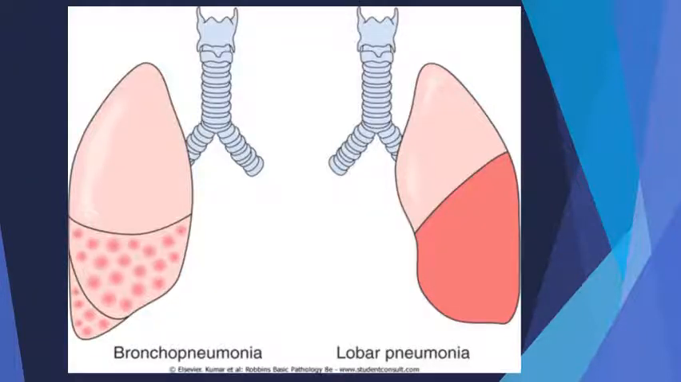This is a bronchopneumonia. Look at the patchy consolidation involving one lobe or more than one lobe, while here there is homogeneous distribution or involvement of the lobe. This is a lobar pneumonia. This is a bronchopneumonia.